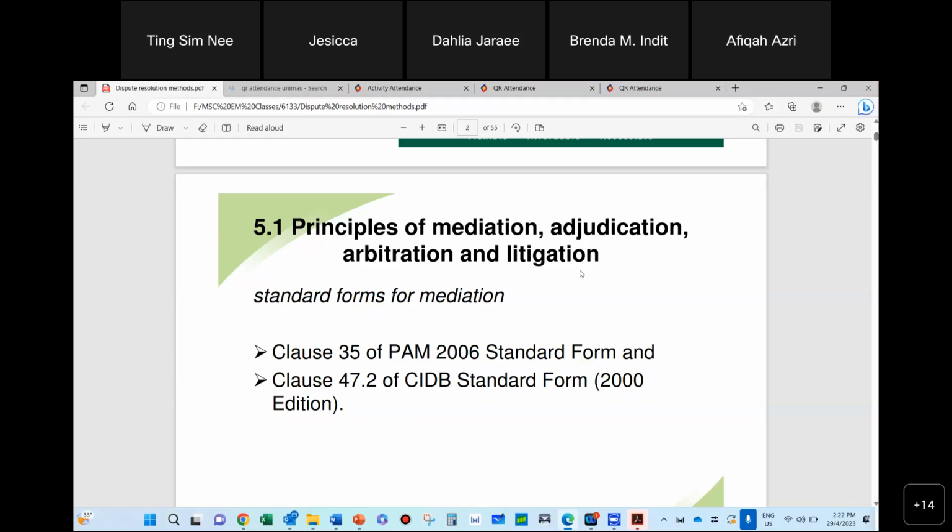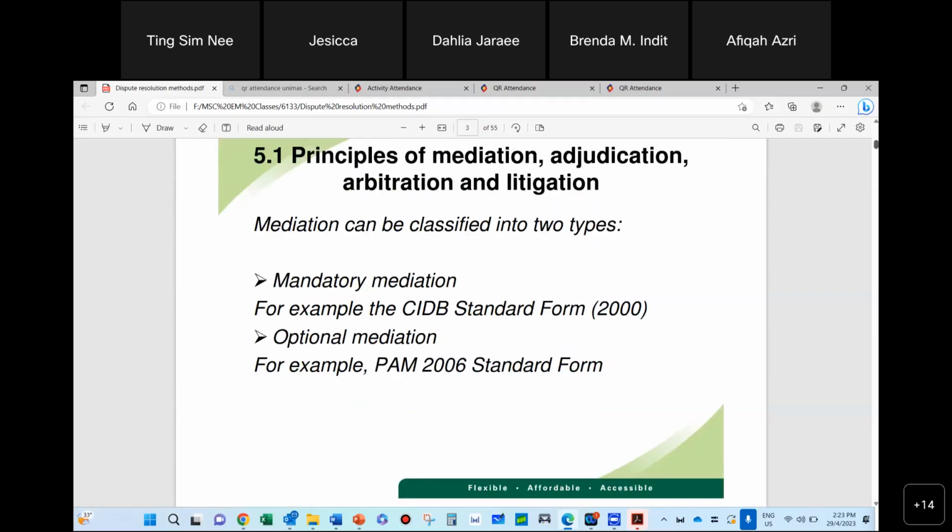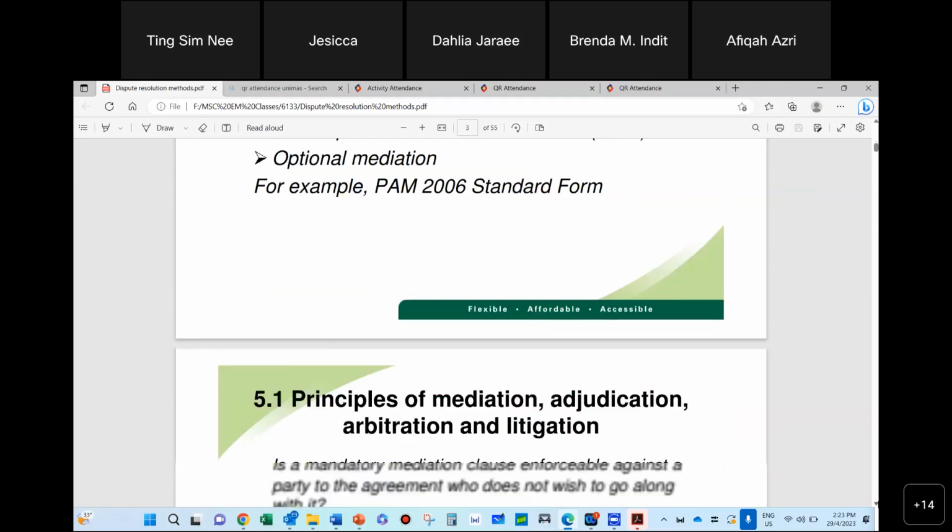Okay, here in the KNM and CIDB forms, they call for mediation. So you have no choice. When the contract calls you to go for mediation, even if you have a dispute, you cannot go for anything other than mediation. Another option, if it gets so bad that you go for litigation, that is a whole different story. But contractually, if mediation is stated as a dispute resolution method, you have to go for it. For PAM it is optional. I think PAM also calls for adjudication. CIDB is mandatory, meaning that no matter what situation, if you have a dispute, go for mediation. There's no compromise there.